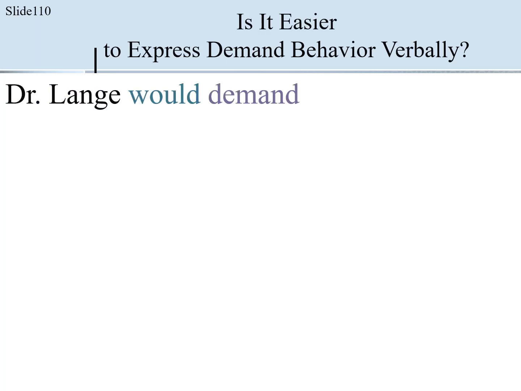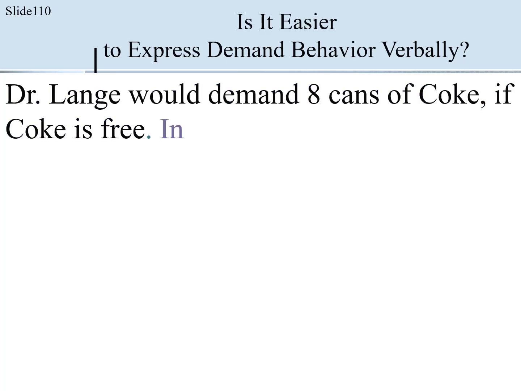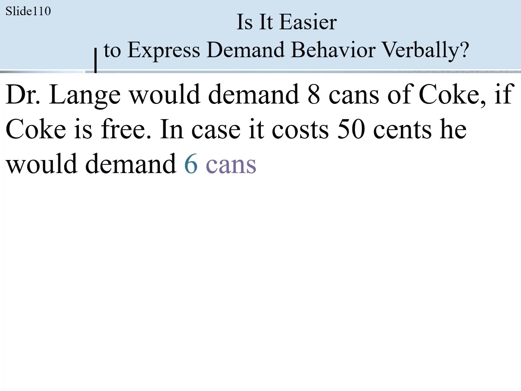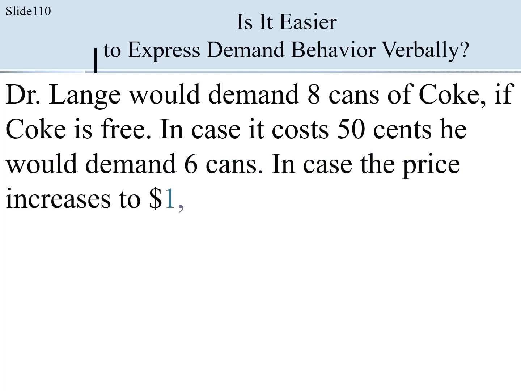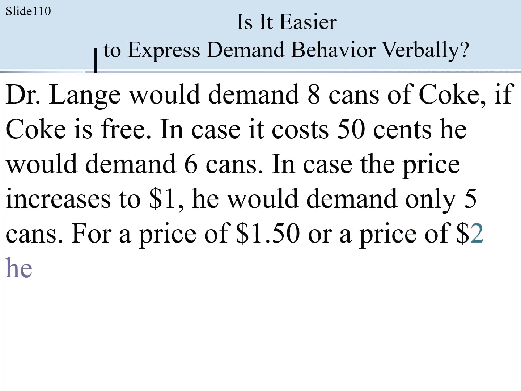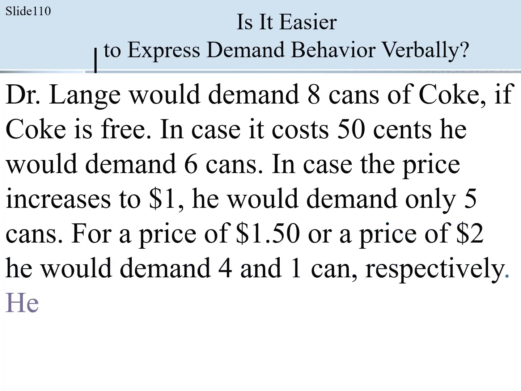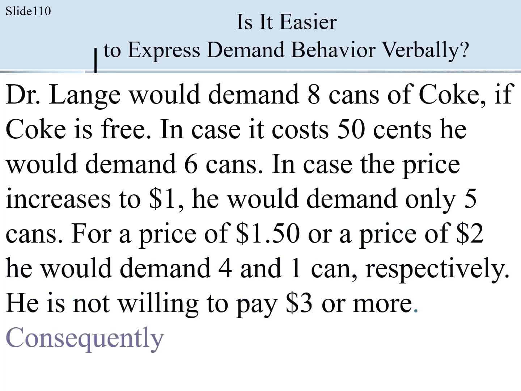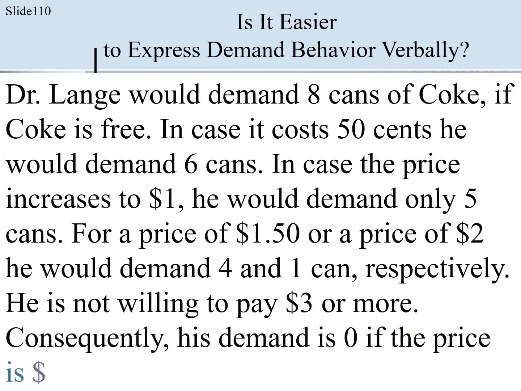I will express the demand behavior shown in the demand schedule and in the diagram in a verbal way. Dr. Lang would demand 8 cans of Coke if Coke is free. In case it cost 50 cents, he would demand 6 cans. In case the price increases to $1, he would demand only 5 cans. For a price of $1.50 or a price of $2, he would demand 4 and 1 can respectively. He's not willing to pay $3 or more. Consequently, his demand is 0 if the price is $3 or greater. Yeah, this is not that great to describe a demand behavior.